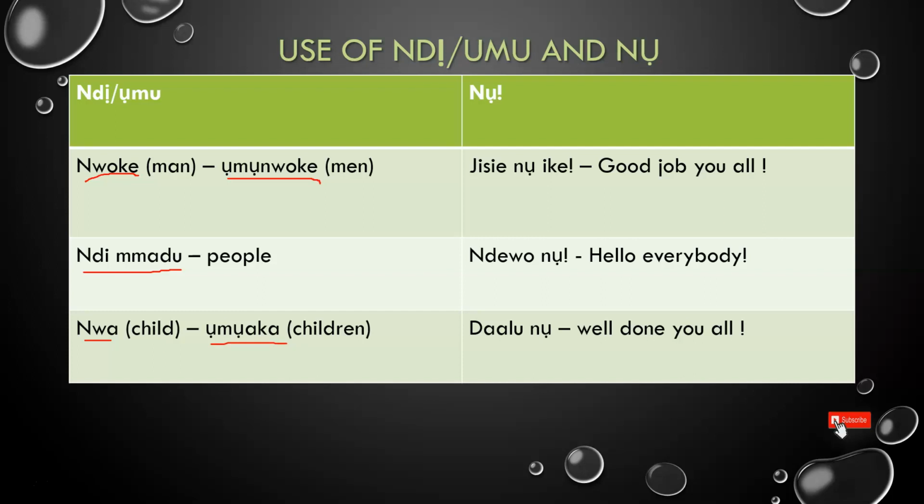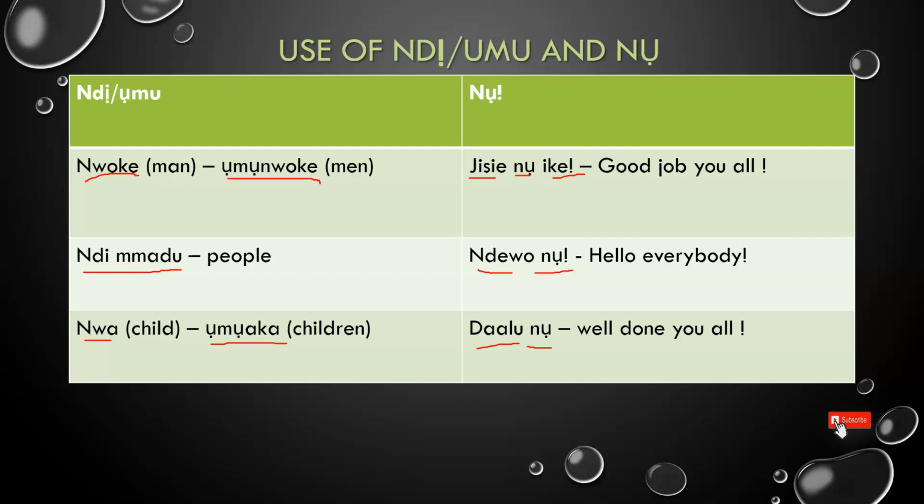Okay, ụmụaka. Let's come to know when we are now addressing a group of people or a crowd. When you want to say good job, you all, it's jisienu ike. Jisienu ike o. Good job, you all. Ndewo no is hello everybody. Ndewo no. Hello everybody. Dalo no. Well done you all, or well done everybody. Dalo no.